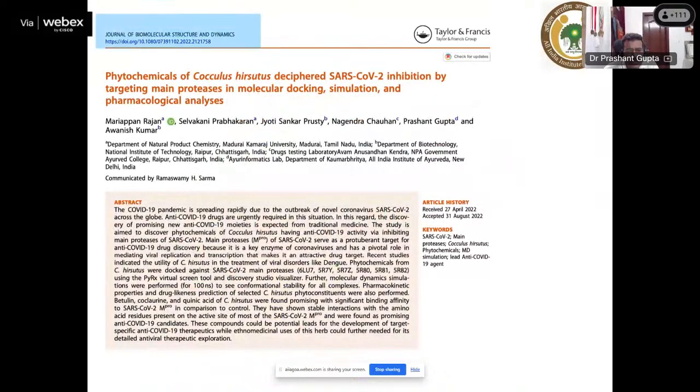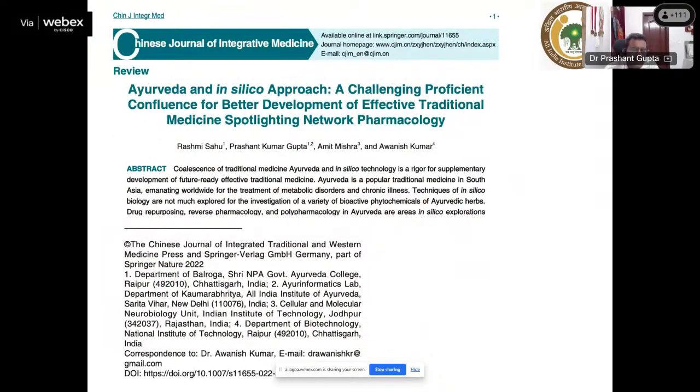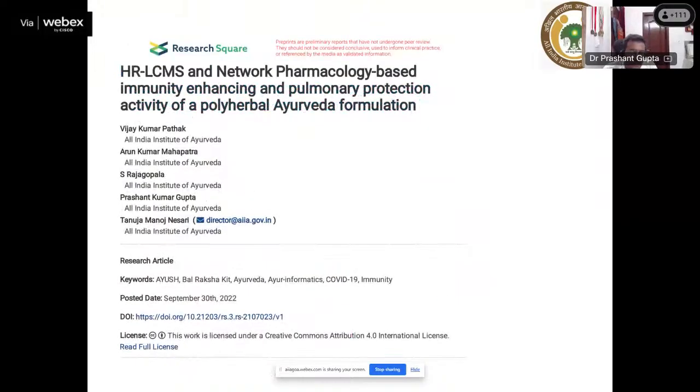A few of the publications; this publication I discussed. Then this is a very beautiful conceptual paper which we published almost three to four years back, when we said yes, an in silico Ayurveda correlation is possible, a confluence is possible for better development of traditional medicine. This also we published from Raipur and the Ayur informatics lab. Then this is again a very good paper, which I discussed, on immunity enhancement and pulmonary protection by a polyherbal Ayurveda formulation.